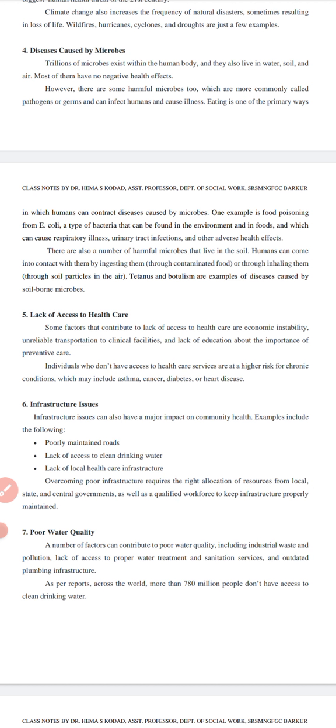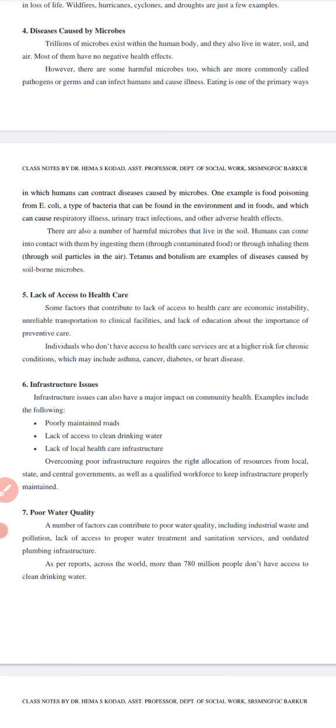The fifth factor is lack of access to healthcare. Some factors that contribute to lack of access to healthcare are economic instability, unreliable transportation to clinical facilities, and lack of education about the importance of preventive care. Individuals who don't have access to healthcare services are at a higher risk for chronic conditions, which may include asthma, cancer, diabetes, or heart disease. So, this is also a very important environmental factor, that is, access to healthcare.